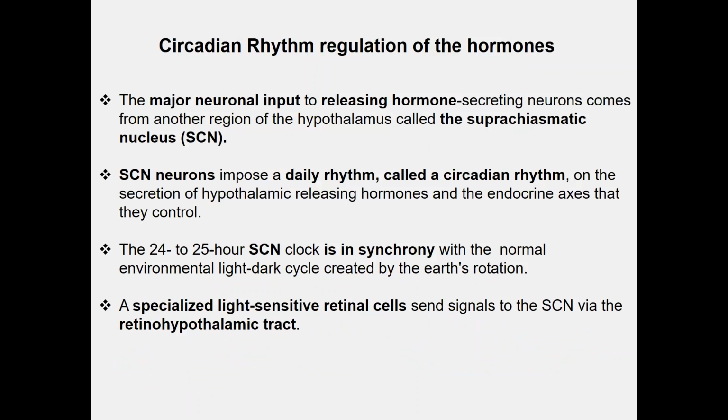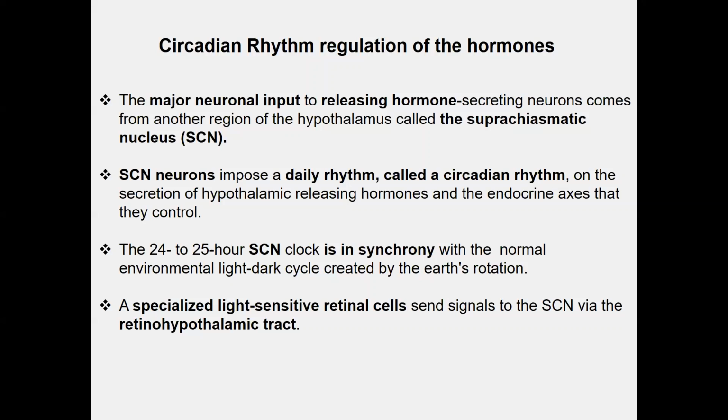Now, there is another important regulation system for the release of hormones. We have a specialized collection of neurons, or region, in the hypothalamus called the suprachiasmatic nucleus. The suprachiasmatic neurons are responsible for creating what we call the circadian rhythm. The circadian rhythm plays an integral role in controlling the release of various hormones in our body.